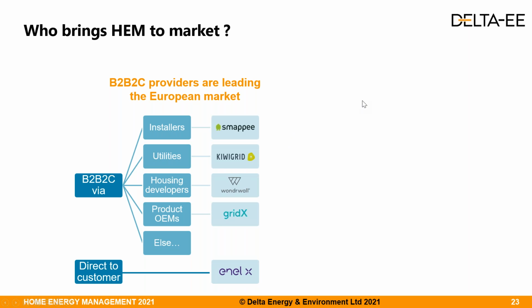Right now, what we're seeing is that a large majority of the market is going through the installer channel. For example, SMAPI is an EV charge point manufacturer, and the way that they access the market is via the charge point installer chain. And we see similar things with PV installers being quite involved and targeted by HEM solutions manufacturers.